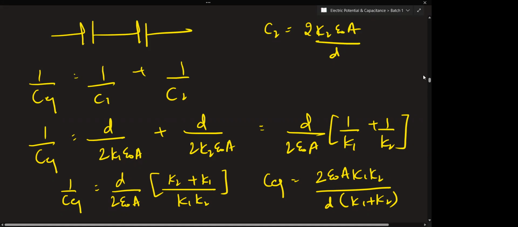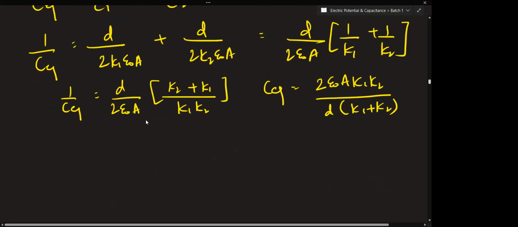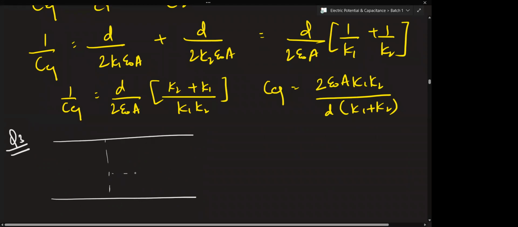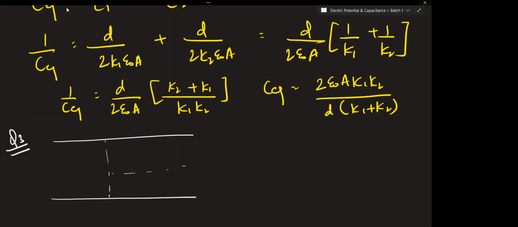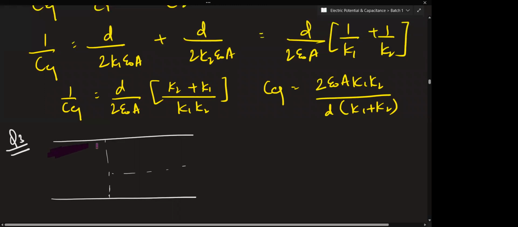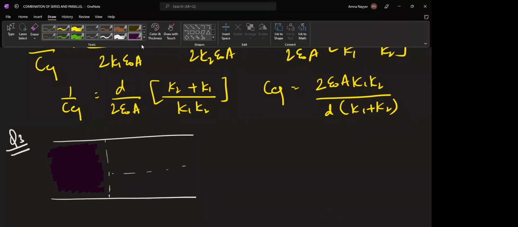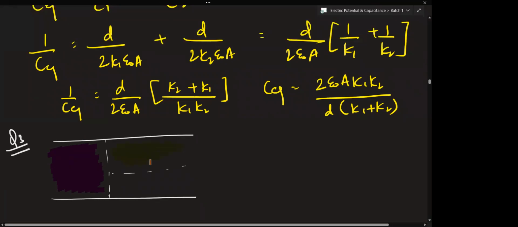So this completes your chapter, potential and capacitance. One question I'm giving you as homework. This you will try on your own. In the next class, we'll discuss the answer of it, and then we'll begin the next chapter, that is current electricity. So 3 dielectric slabs are given to you. One is this one. Other dielectric slab is this, in this manner.